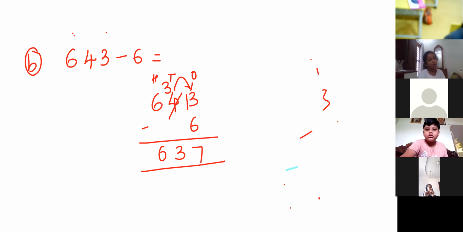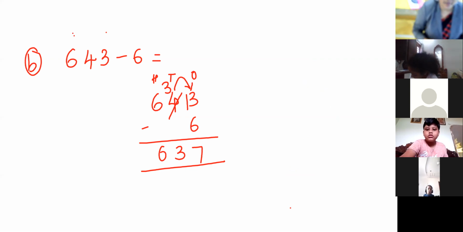Finished, children? You understood, right? You all understood how to subtract by the borrowing method or regrouping method? We can call it a borrowing method, or else we can call it a regrouping method also.